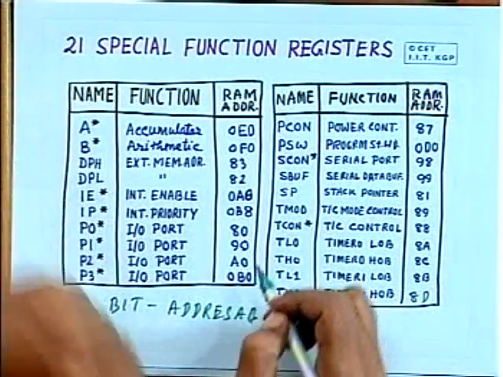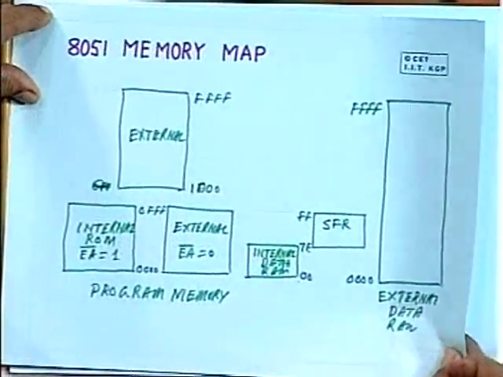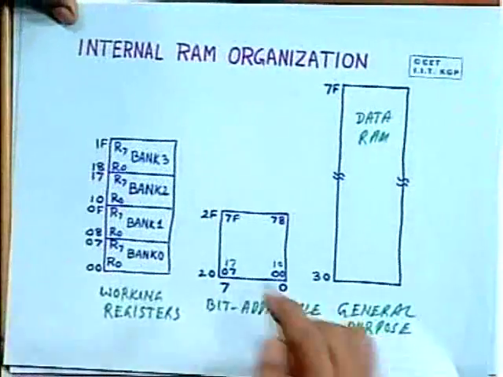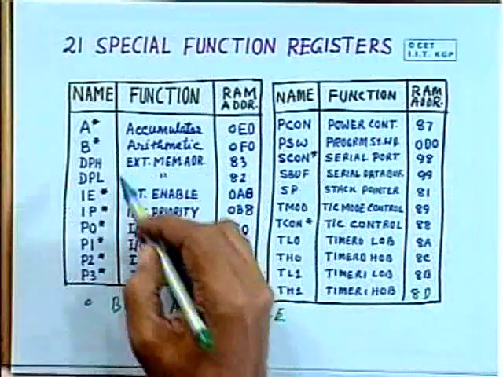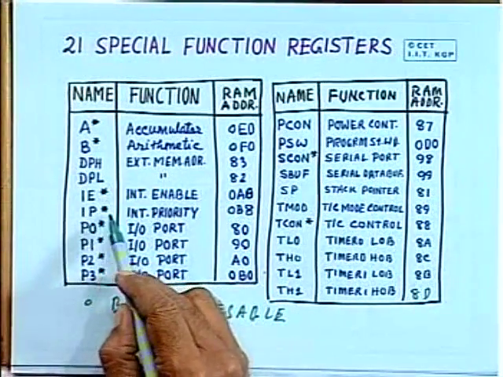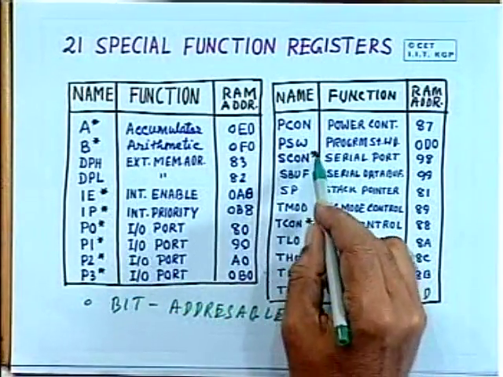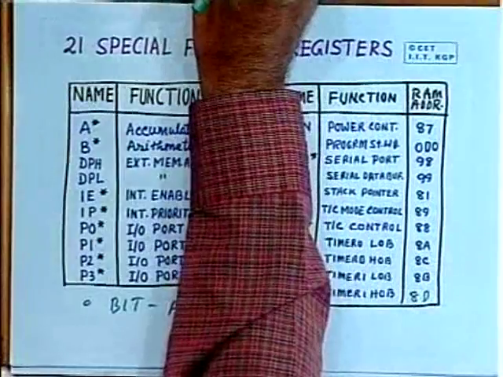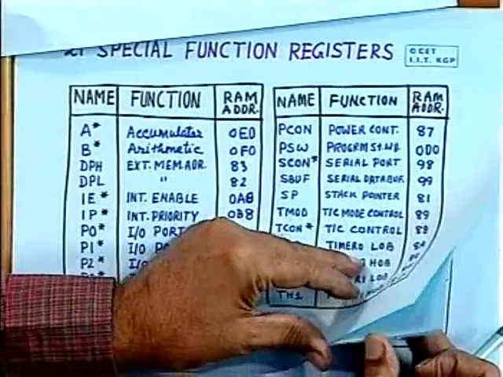That means you can perform bit manipulation operations on these special function registers, apart from those 16 bytes which are available. That means this part of the RAM is bit addressable, and also some of the special function registers like A, B, interrupt enable, interrupt priority, all the port lines, serial control, and timer control are bit addressable. And we shall see the need for this bit addressability. So these are the special function registers.